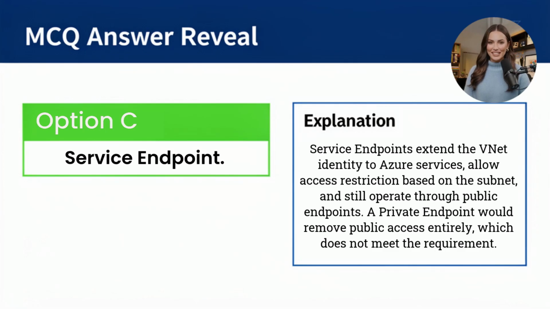The correct answer is C. Service Endpoint. Explanation: Service endpoints extend the VNet identity to Azure Services, allow access restriction based on the subnet, and still operate through public endpoints. A private endpoint would remove public access entirely, which does not meet the requirement.